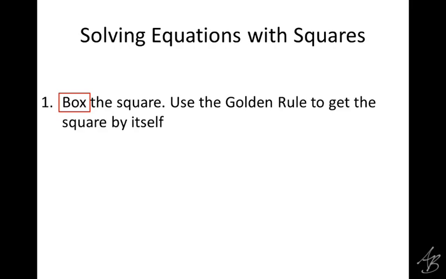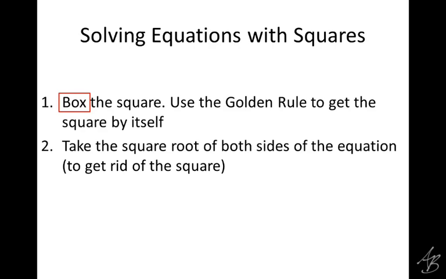Just like what we did yesterday with the square roots, we're going to put a box around the square because we have to get that by itself before we can get rid of the square. So we're going to put a box around the square and then use the golden rule to get the square by itself. Once we do that, we're going to take the square root of both sides to get rid of the square.